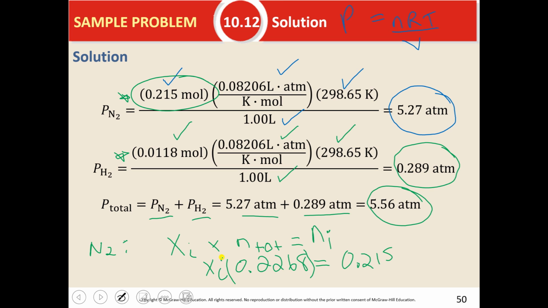So if I simply take 0.215 and divide it by the 0.2268, times one, or I'm sorry, not times 100%. Sorry, I'm losing my mind. We're going to get a mole fraction of N2 to be 0.948. So we would be able to say the mole fraction of N2 in this particular problem is 0.948.